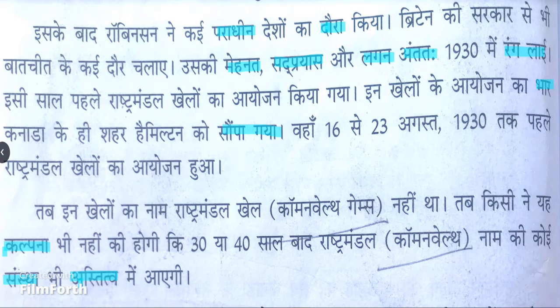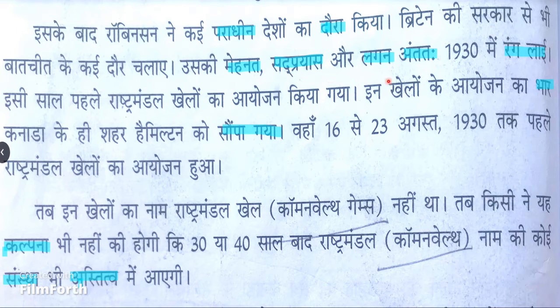After this, Robinson toured many countries which were under British rule. Okay, paradhin means dependent countries. Daura kiya means he visited or he toured. He also held many rounds of talks with the British government. Now Robinson really wanted the players of the countries under British rule, whom the British Empire was not giving any chance to exhibit their skills, to also get a chance to exhibit them. For that, he spoke many times to the British government as well.